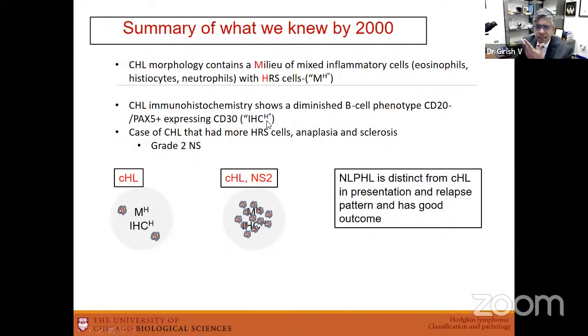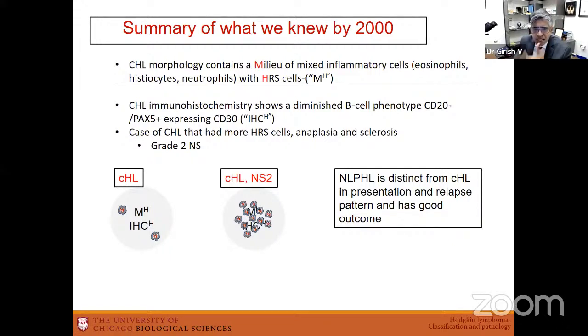I call that the typical Hodgkin pattern of immunostaining. And by M, I mean the microenvironment of Hodgkin. So the typical Hodgkin lymphoma would have the IHC pattern of classical Hodgkin, and the morphology in the milieu of classical Hodgkin lymphoma. Then they recognized cases that seem to have a lot of Hodgkin cells, and they called those grade 2 NS. And by 2000, we knew that NLP is not the same as Hodgkin, and so they described that separately.